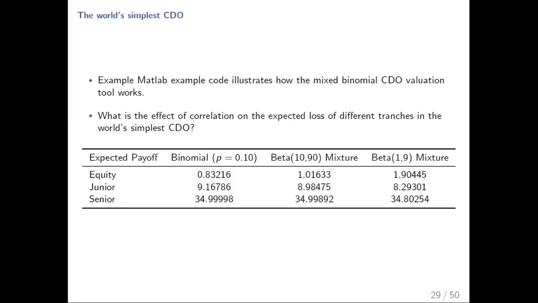So what is the price of equity? What is the price of the junior, and what is the price of the senior tranche? Here, I'm choosing to have the average probability of default equal to 0.1, 10%, for every single loan in the portfolio. For the binomials, obviously constant, and there's no correlation. So this would be like an exam question as well. Here I have the beta mixture distribution, where I have an alpha and beta of 10 and 90. So again, I have an average P of 0.1, and here I have beta parameters of 1 and 9, and so again, it's just equal to 0.1.